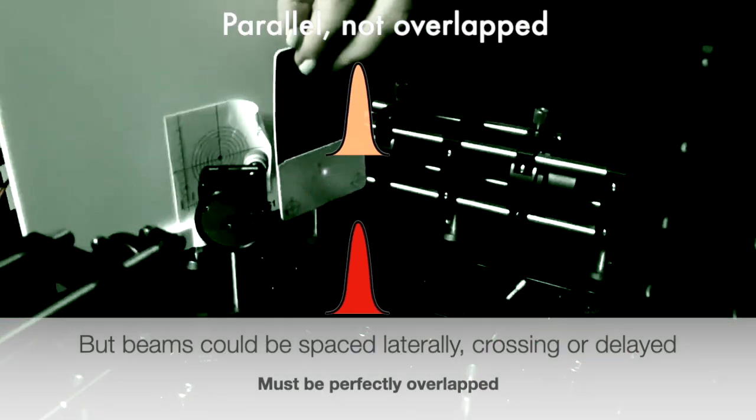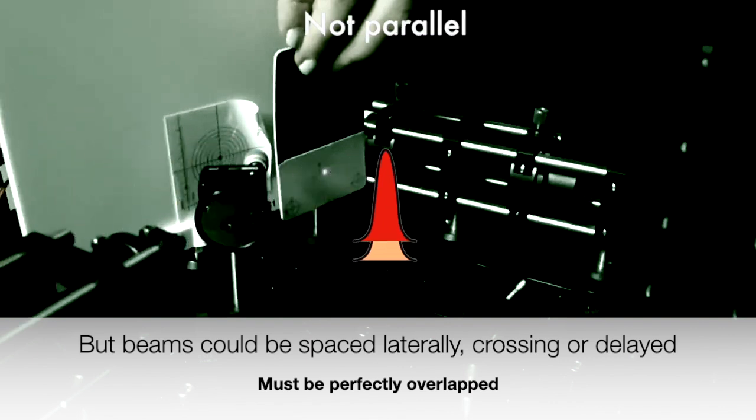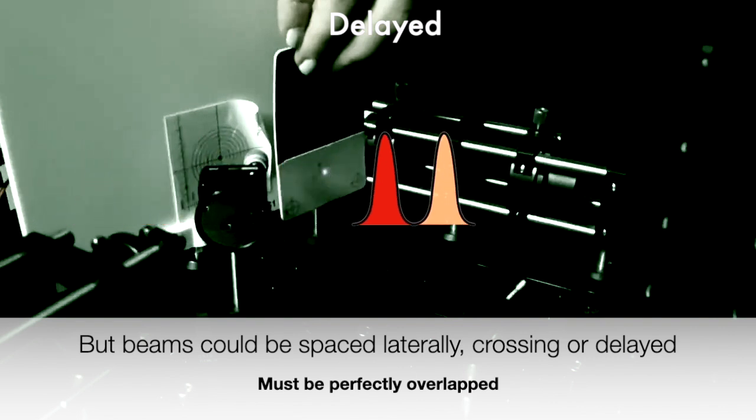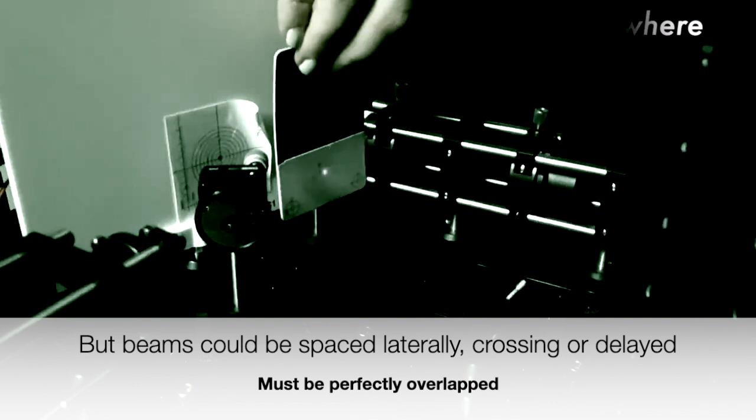How can we check that to make sure that we do get a coherent anti-Stokes Raman scattering effect at the focal plane where our sample is? The beams could be parallel but not overlapped. They could be crossing at some point in space, or they could even be delayed with one pulse being behind by a few picoseconds, and therefore no nonlinear effect would take place. We need the pulses perfectly collinear.